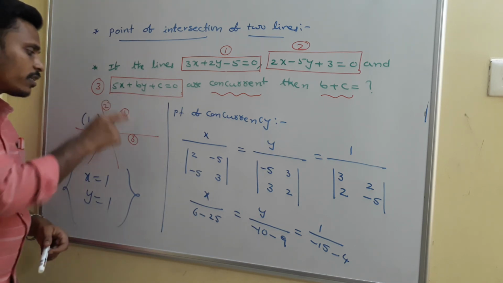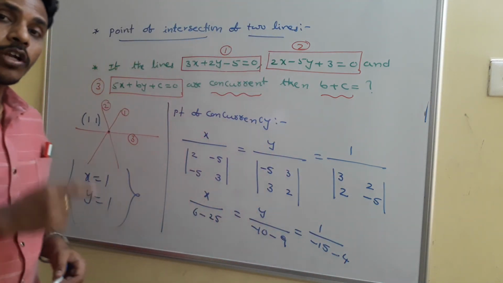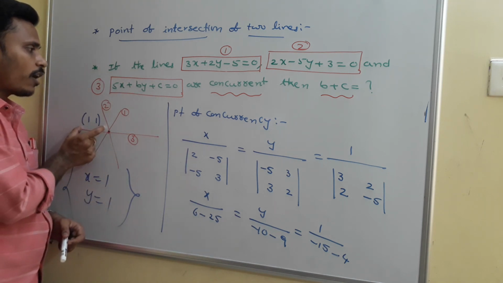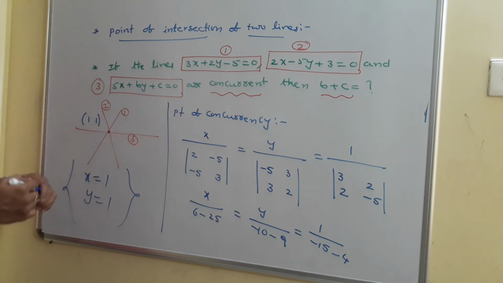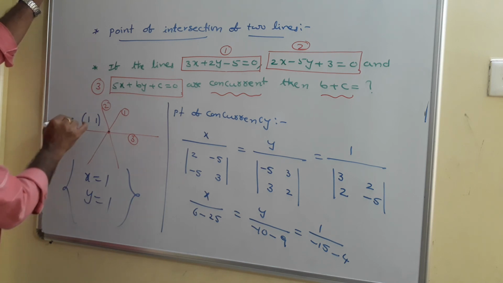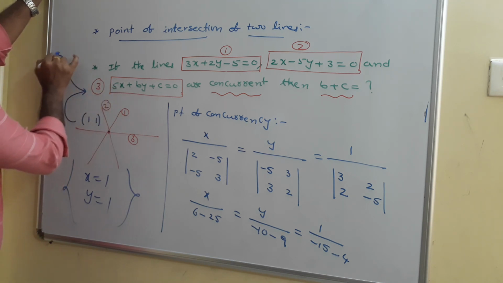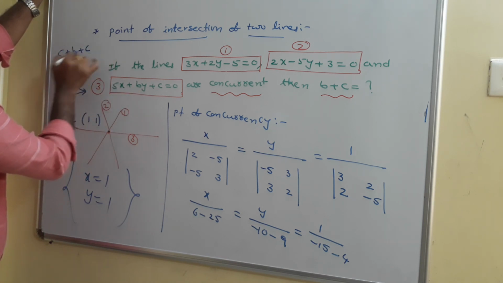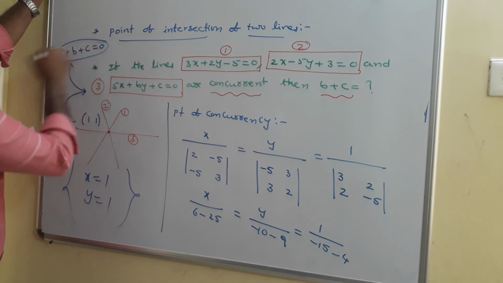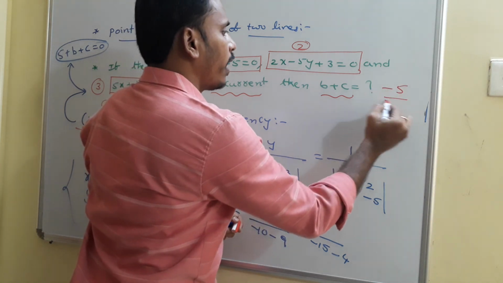Now since these three lines are concurrent, these three lines are passing through the same point 1 comma 1. So now we can substitute this 1 comma 1 in the third equation. See, since 1 comma 1 is the point of concurrency, substitute 1 comma 1 in the third equation. If you substitute, what will you get? 5 into 1 is 5, plus b into 1, y value is also 1, plus c is equal to 0. So 5 plus b plus c is equal to 0. Then at the end, your answer for this question, b plus c is minus 5.